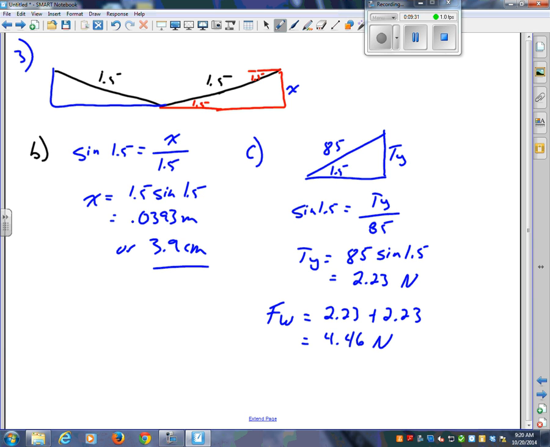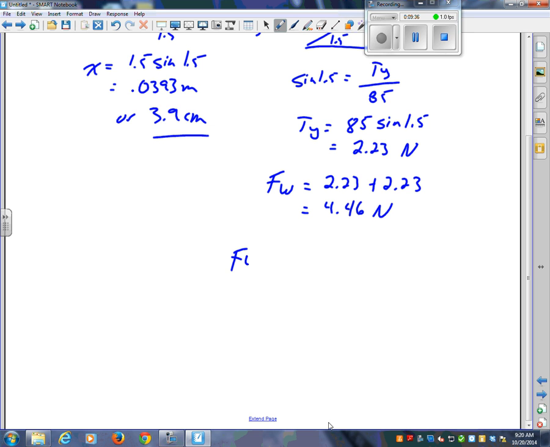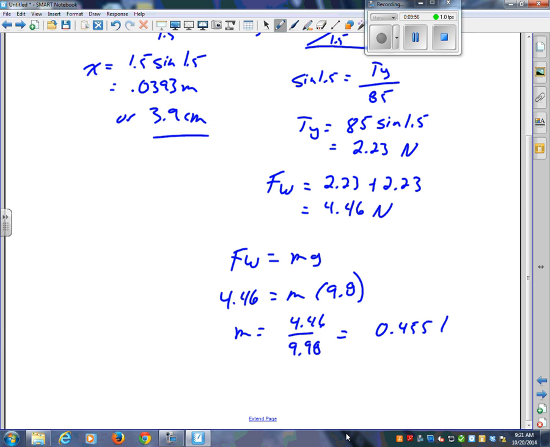And now how do I get the mass of the clothespins? Fw is equal to mg. 4.46, we're solving for mass. Gravity is 9.8. And I get 0.455 kilograms.